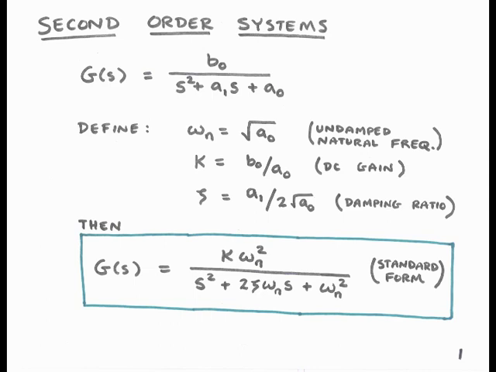With these defined, we can write G of s in the standard form that we'll consider. G of s equals K times omega n squared divided by s squared plus 2 zeta omega n s plus omega n squared. This form is very useful because it allows us to relate the transient behavior to these variables: omega n, K, and zeta.